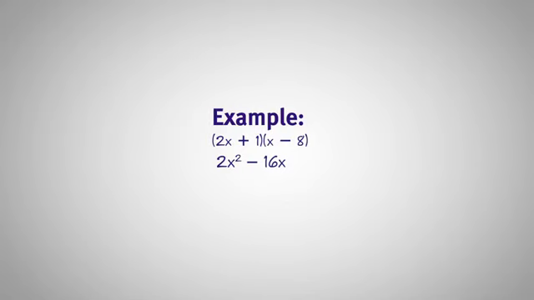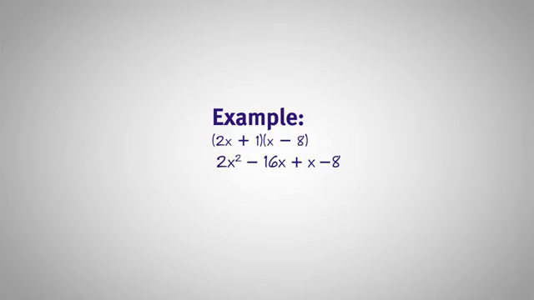Next, we want to multiply the inner terms. 1 times x equals x. And then finally, we're going to multiply the last terms. 1 times negative 8 equals negative 8. Putting that entire sequence together, we have 2x squared minus 16x plus x minus 8. Our last step is to combine like terms.